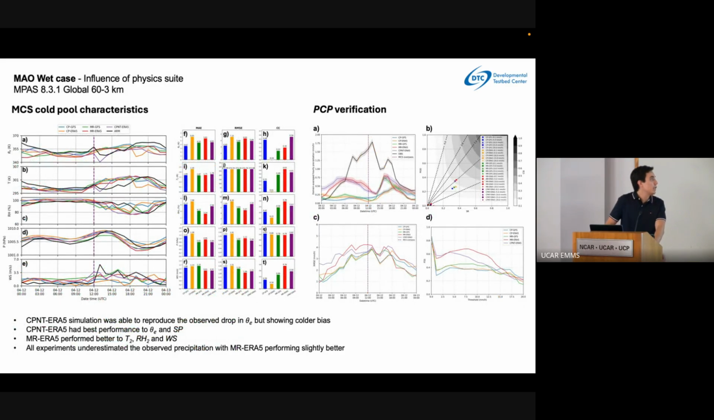And this translates into lower performance and skill in terms of precipitation, and also it is very difficult to reproduce the cold pool characteristics. This convection permitting physics suite with the switched convection for the new Tiedtke better reproduced the cold pool at this time, but with some still negative bias. And in terms of precipitation, as we can see here, it is way different from the previous mid-latitude cases, when we have the models underestimating the observed precipitation.